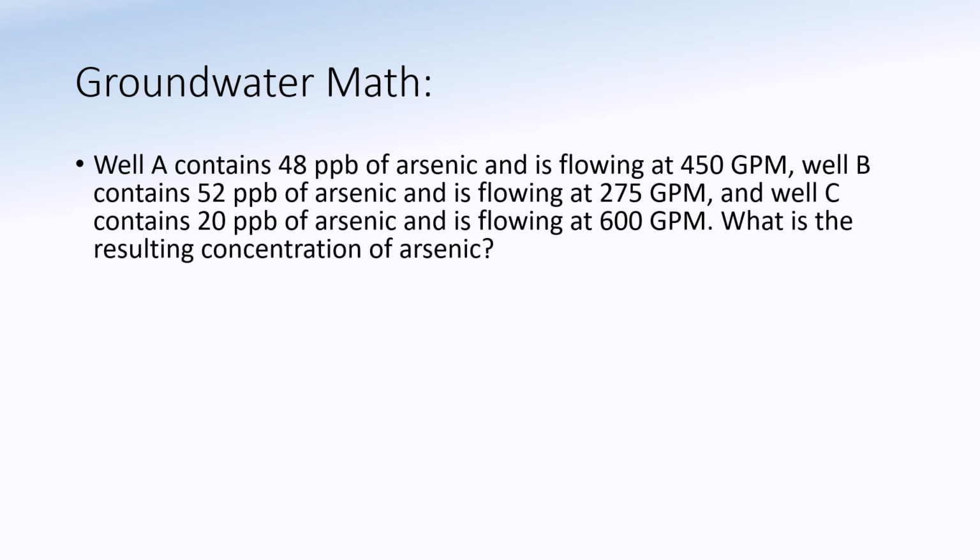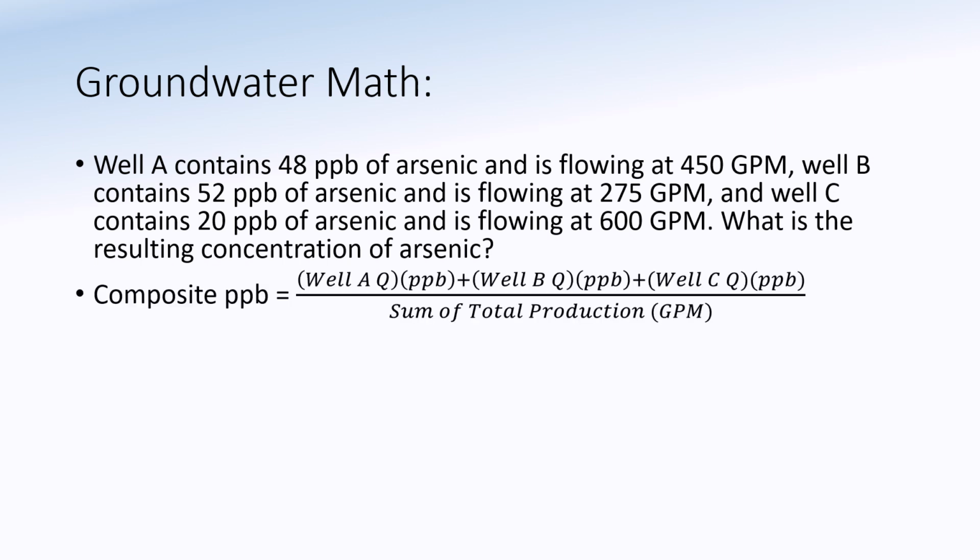So let's do a quick problem just to brush up on it again before we dive back in. You have well A that contains 48 parts per billion of arsenic and is flowing at 450 gallons per minute. Well B contains 52 parts per billion of arsenic and is flowing at 275 gallons per minute. And well C contains 20 and is flowing at 600 gallons per minute. What's the resulting concentration of arsenic?